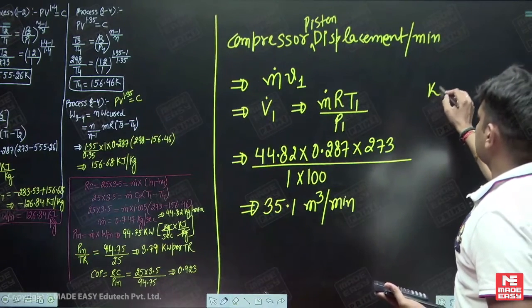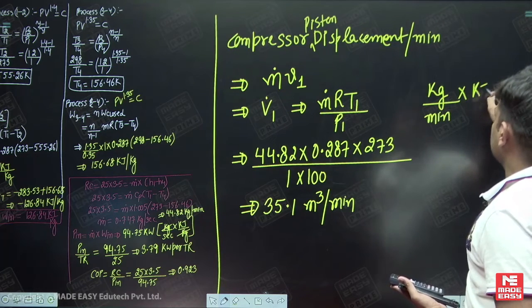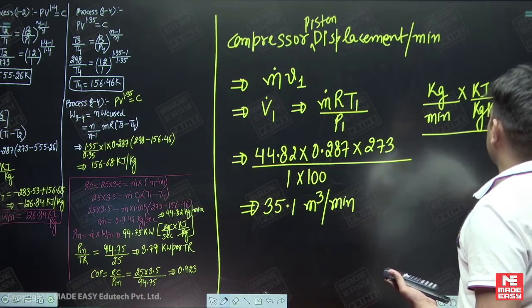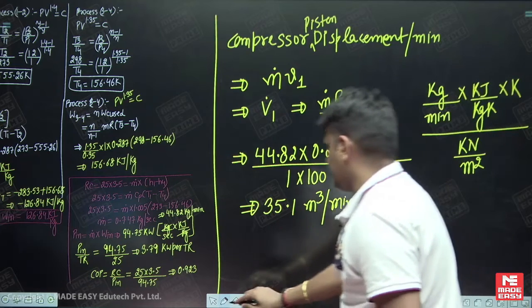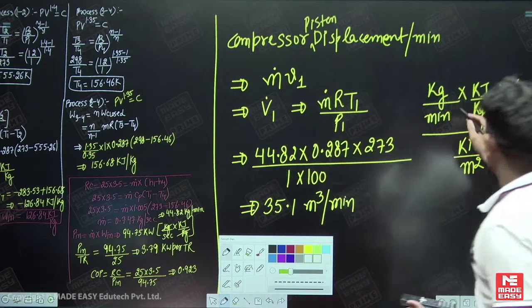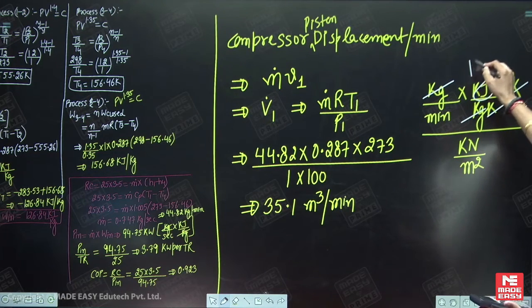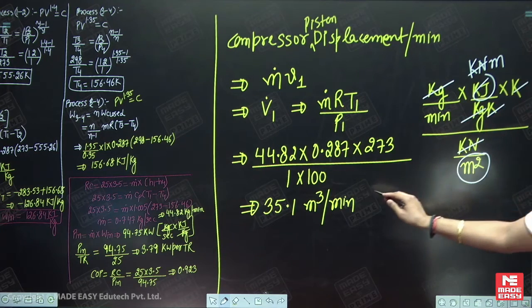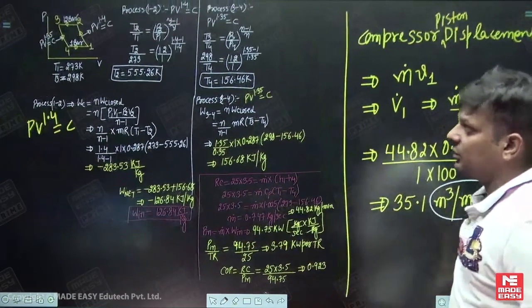We will check the units. The mass flow rate I have taken in kg per minute, R in kilojoule per kg Kelvin, temperature in Kelvin, pressure in kilopascal. Kilopascal means kilonewton per meter square. So kg and Kelvin cancel. Kilojoule is kilonewton meter, so kilonewton cancels. Meter square into meter cube per minute, hence proved. Clear? Hence proved. And expander also.